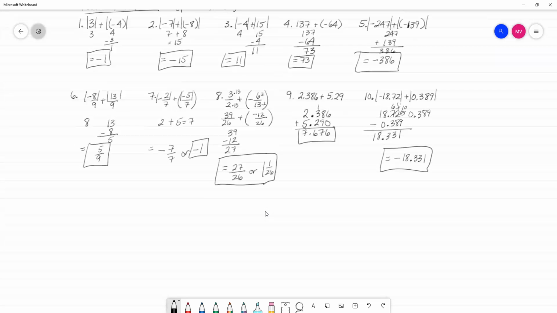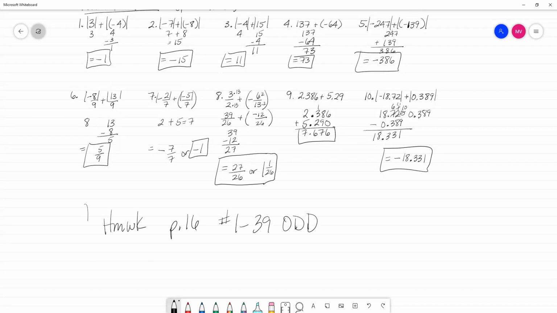I hope that made sense for everybody. Anything else? Let's talk commutative properties. I think we're good. Go ahead and give your homework a try. You've got that on your lesson sheet. It's on page 16, 1 through 39, odd only. So homework, page 16, 1 through 39, odd numbers only. So 1, 3, 5, 7, 9, 11, etc.